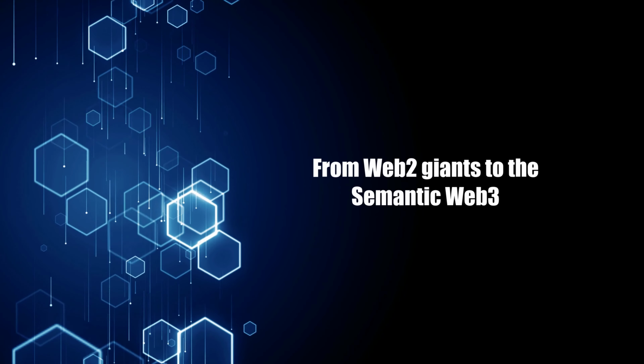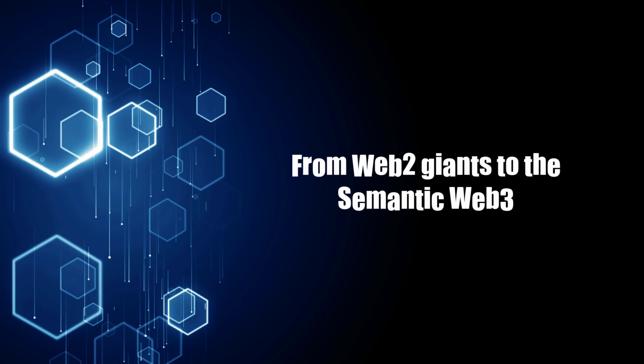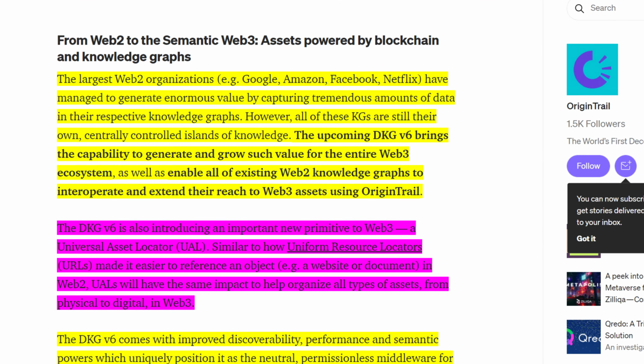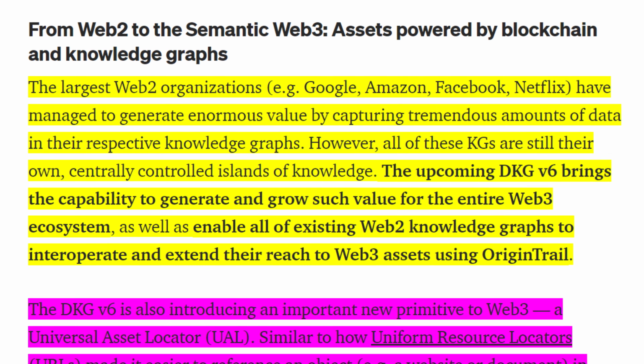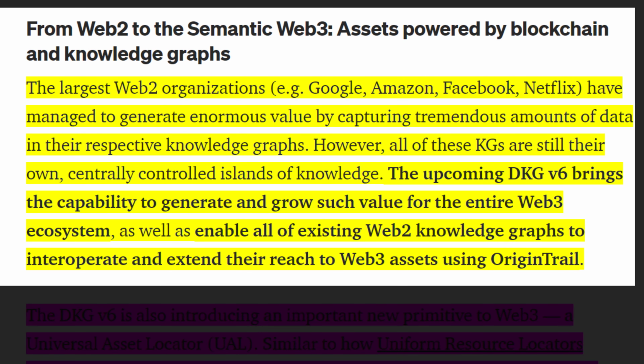So let's start off with what they have to say about the Web2 giants and how they are moving into Web3 via OriginTrail. It says the largest Web2 organizations, Google, Amazon, Facebook, Netflix, have managed to generate enormous value by capturing tremendous amounts of data in their respective knowledge graphs. However, all of these knowledge graphs are still their own centrally controlled islands of knowledge. We were just discussing that.